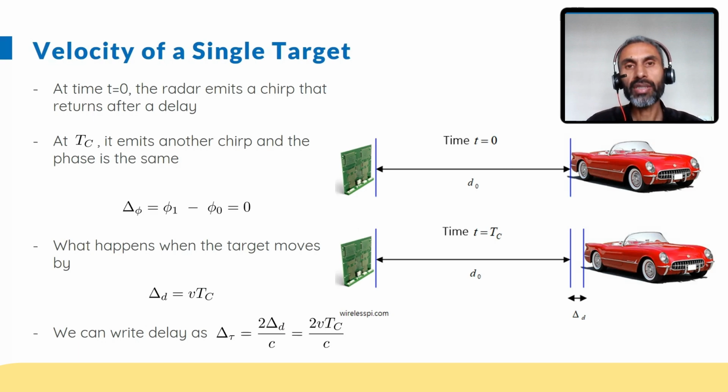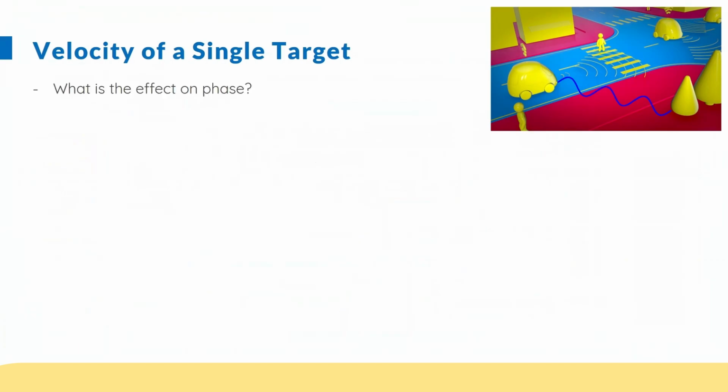So we can say that this is the delay difference. So delta tau, not tau naught. This is a very important point to remember. This is not tau naught, this is delta tau, which is given by 2 delta d over c, and hence 2 v Tc over c.